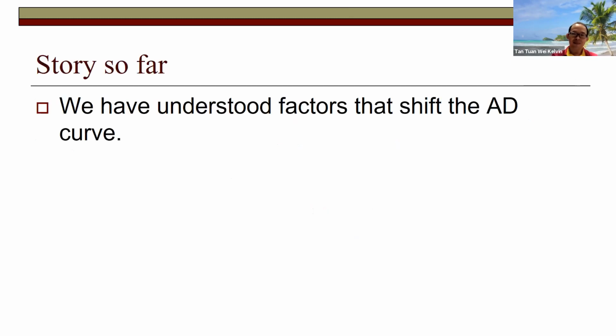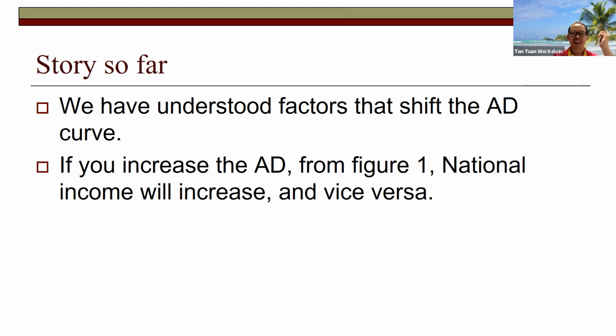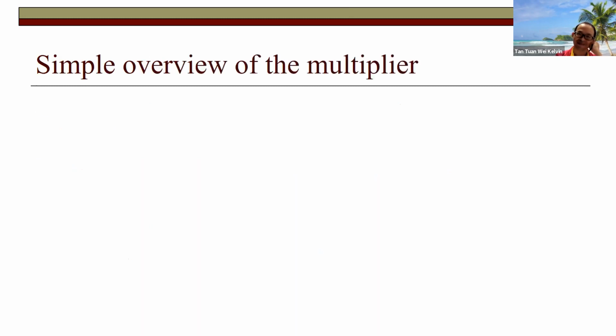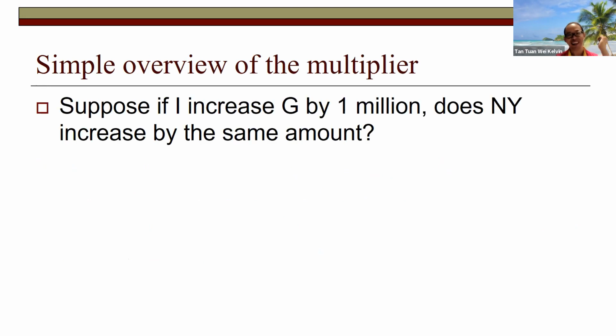Story so far, we have understood factors that shift the AD curve. I'll give you a break after this. If you increase the AD, from figure 1, national income will increase. And you may wonder, if I change my aggregate demand by 1 million, how much will your national income change by? So a simple overview of the multiplier before I give you a break. Suppose I increase G by 1 million. Does national income increase by the same amount?